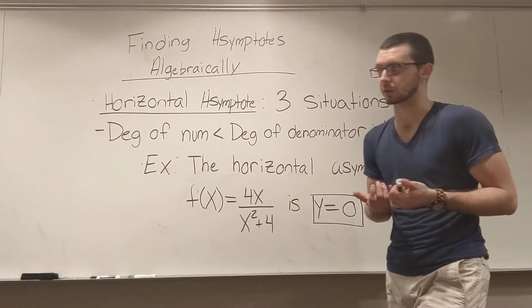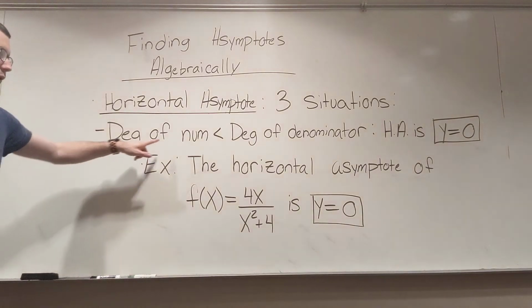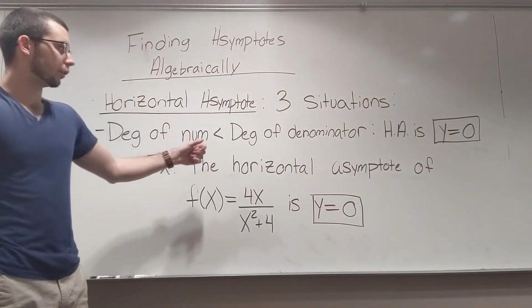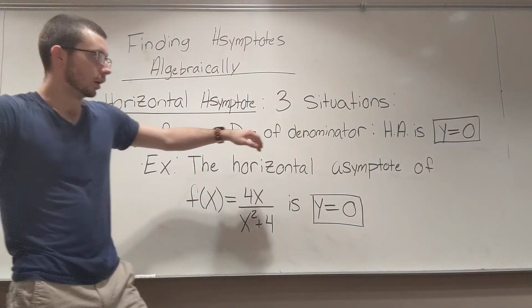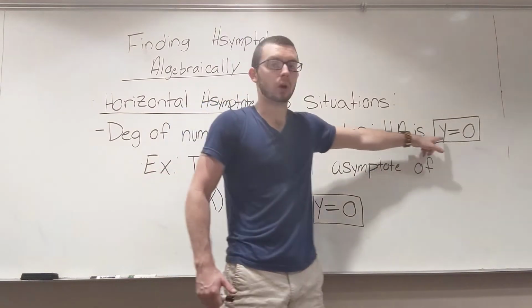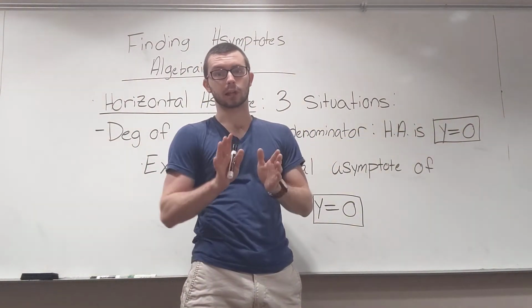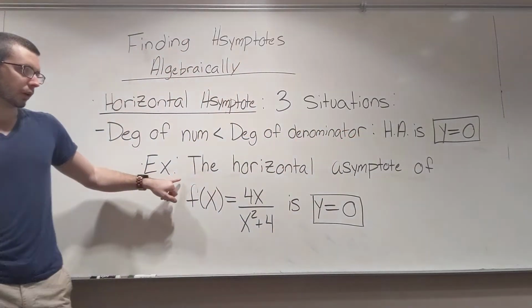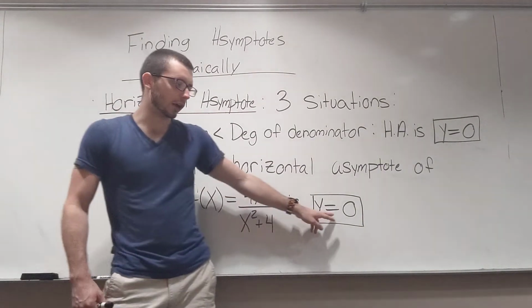of each situation. So one of the situations is if the degree of the numerator is less than the degree of the denominator. So if the numerator degree is less than the degree of the denominator, then the horizontal asymptote is y is equal to 0. That's it. It's nothing else, it's nothing more, it's nothing less. You just get that one for free. An example of that, the horizontal asymptote of this function is y equals 0.